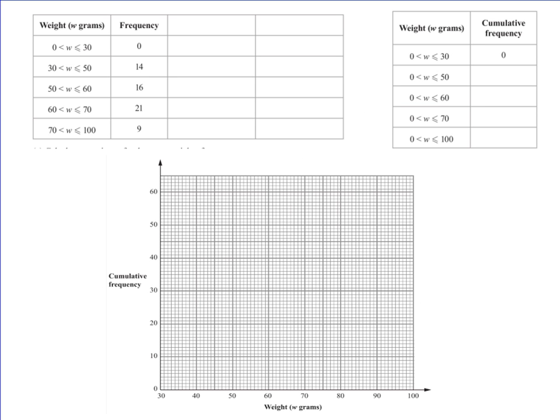Question 10. I'll actually pick this up in the next bit.